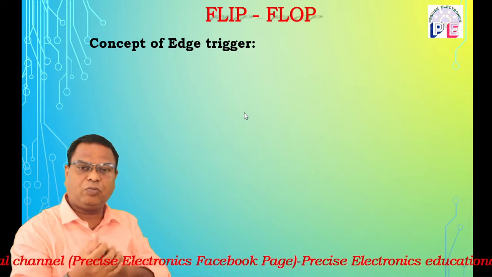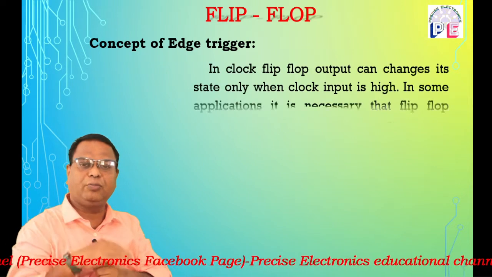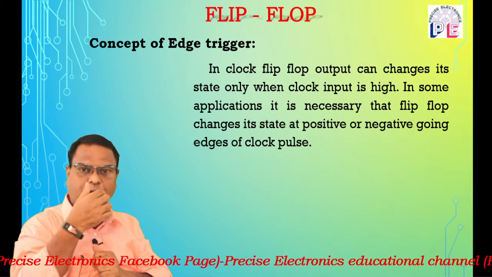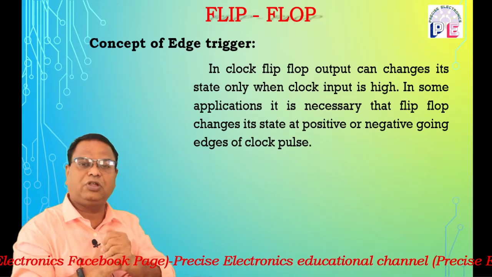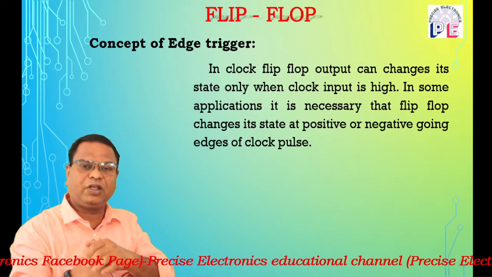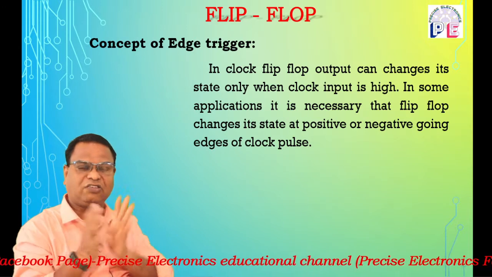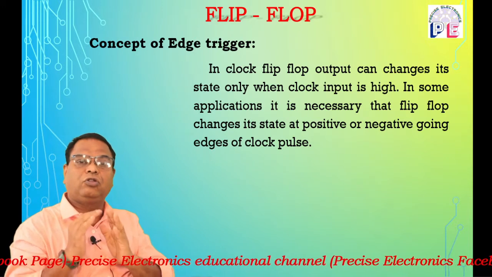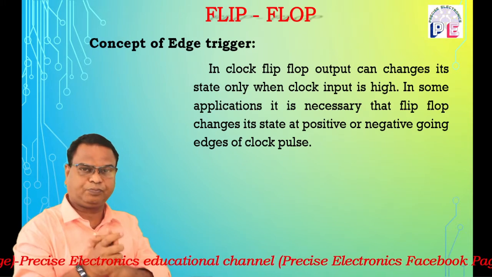In clock flip-flop, the transition of state occurs only when the clock input is high. When we apply a low clock input, the flip-flop is in disable mode, the transition of state does not occur, and the flip-flop remains in the last state. So the flip-flop is in enable mode only when the clock input is high.